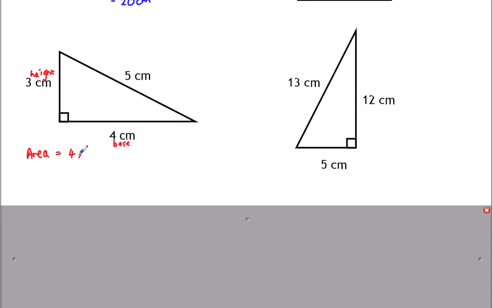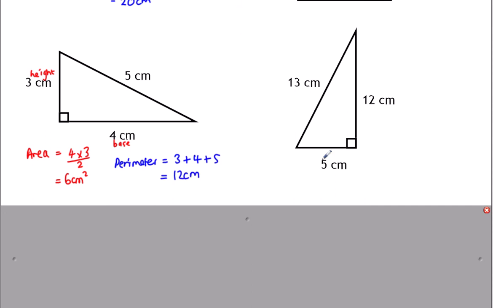So it's 4 times 3 divided by 2. 4 times 3 is 12. 12 divided by 2 is 6. So 6 centimetres squared. But if we were doing perimeter, we add up all of the outside edges. So that's 3, add 4, add 5, so 12 centimetres.